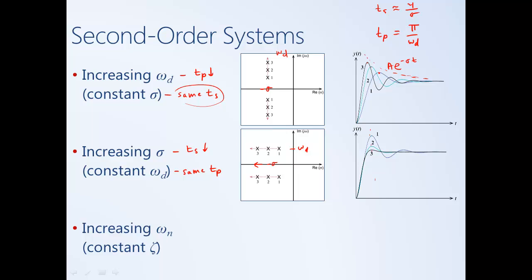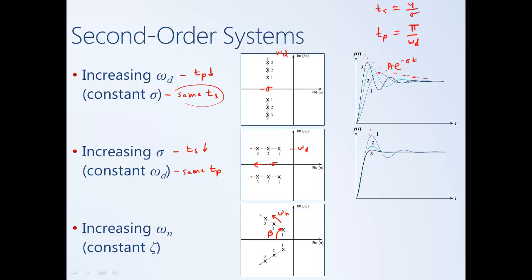Zeta relates to the angle beta, so that means beta should be constant. And omega n is the distance from the origin, so that means that we should move on a constant beta angle away from the origin. So they all have the same beta, but the omega n is increasing.